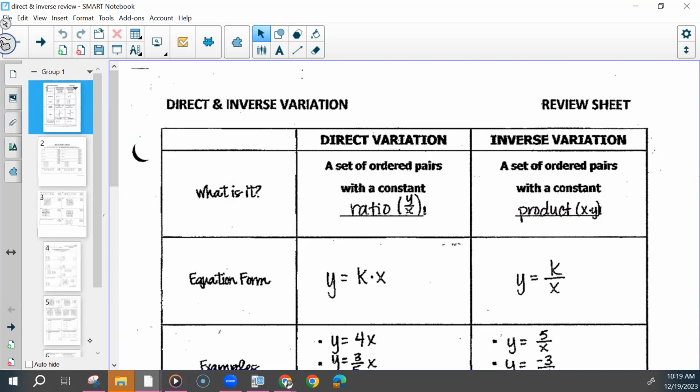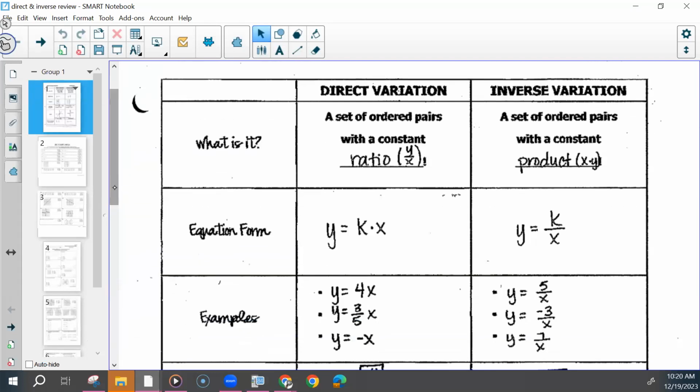So as a review, direct variation is a set of ordered pairs with a constant ratio. That ratio is y over x. That's how we find our k. Inverse is the opposite. It's a product where we're multiplying x and y. That's how we find the k pairs. The equation form of a direct is y equals kx. Inverse is y equals k over x.